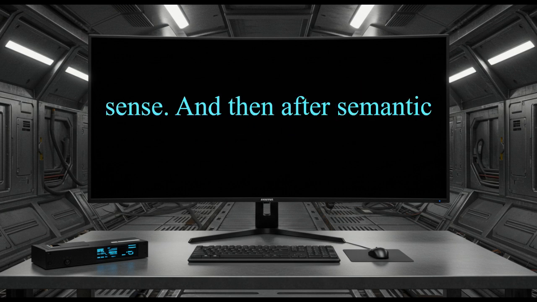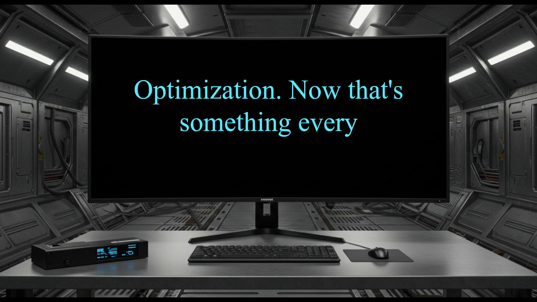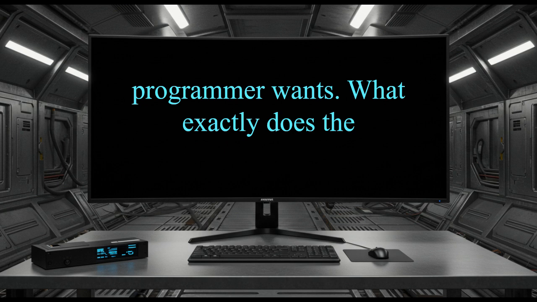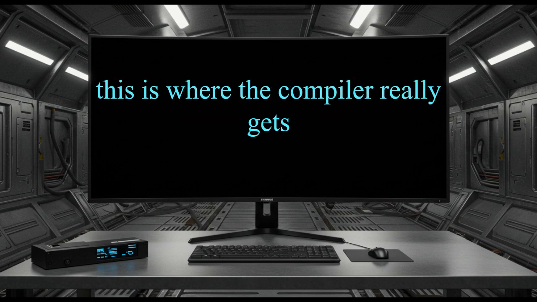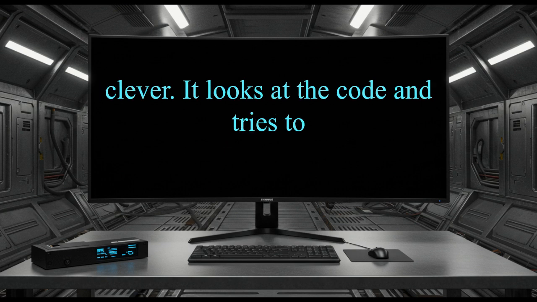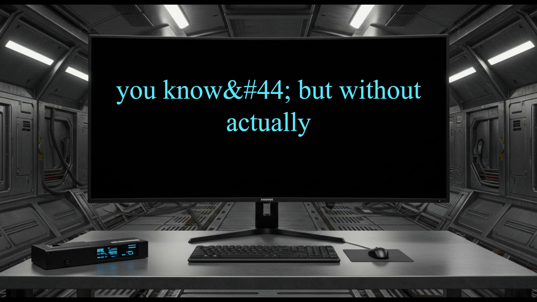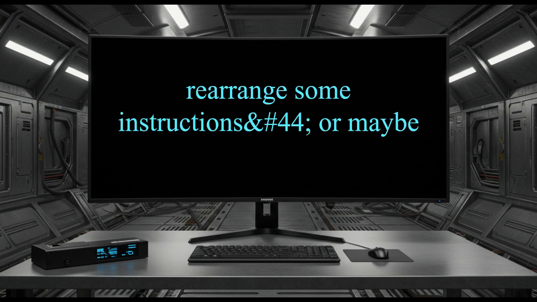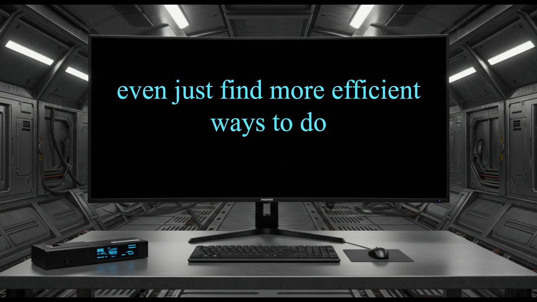And then after semantic analysis, we get to a really cool stage. It's called optimization. Optimization. Now that's something every programmer wants. What exactly does the compiler do during optimization? So this is where the compiler really gets clever. It looks at the code and tries to figure out ways to make it better, but without actually changing what it does. So it might rearrange some instructions, or eliminate some redundant code, or even just find more efficient ways to do certain operations.